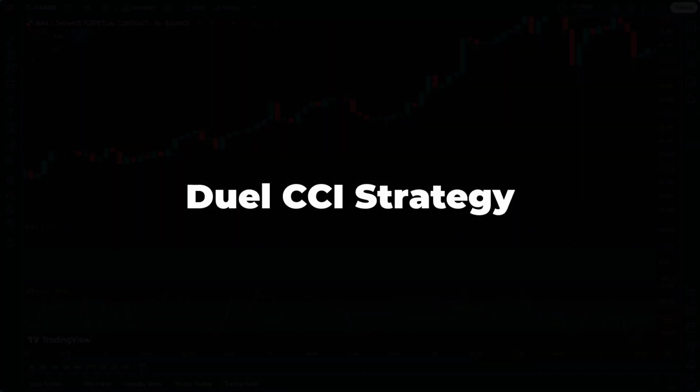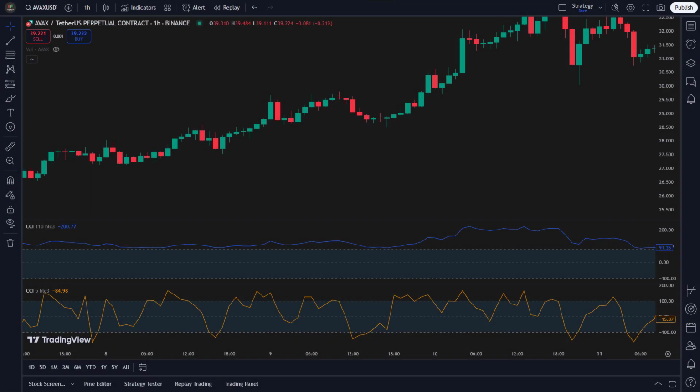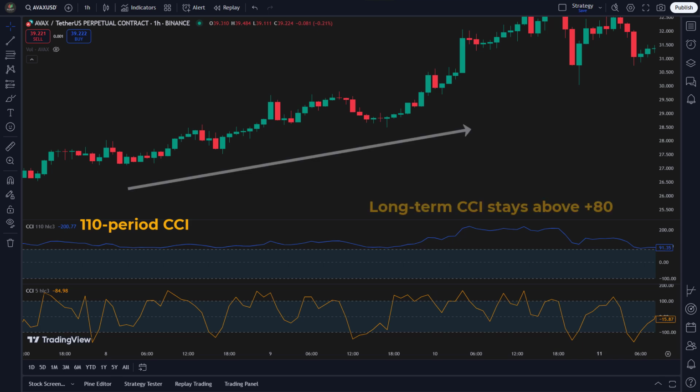The dual CCI strategy. Now that we understand how the CCI works, let's dive into the dual CCI strategy, which combines both long-term trend detection and short-term pullback signals. For the long-term trend, we'll use a 110-period CCI. This will help us identify the overall direction of the market. When the 110-period CCI stays above plus 80, it indicates that the market is in a strong uptrend. This is the first sign we need to look for before considering a trade.